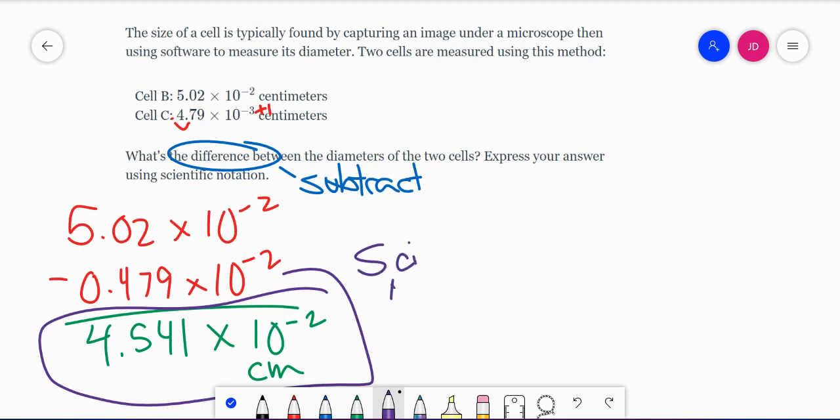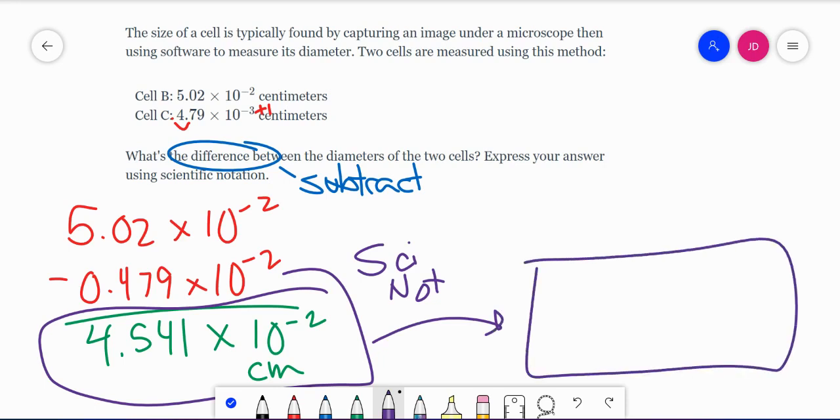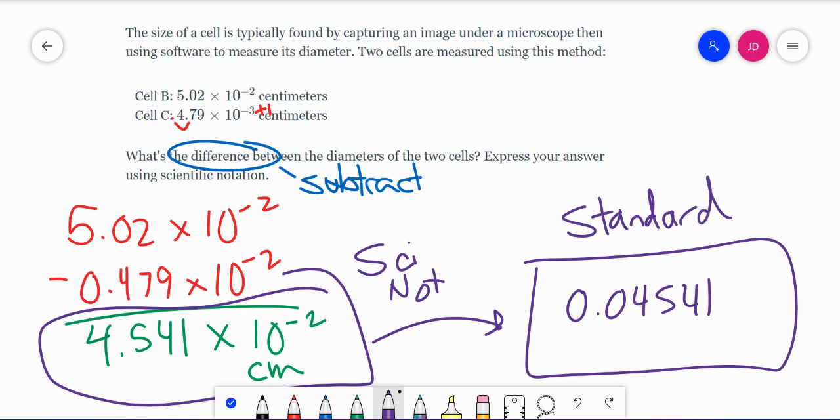If I want to write it in standard notation, I would have to take my answer and move the decimal over. Okay, so if I'm going negative 2, I'm going 2 to the left. So it would be 0.04541. That's in standard notation. Okay, some questions might ask you for scientific notation or standard notation, and just at the end, you would just have to move the decimal based on the power of 10.